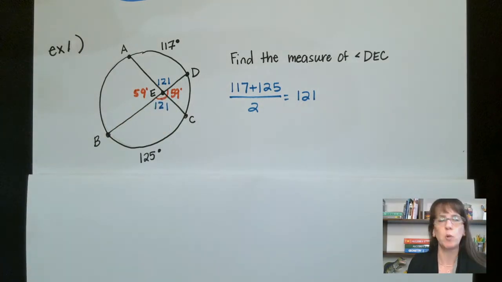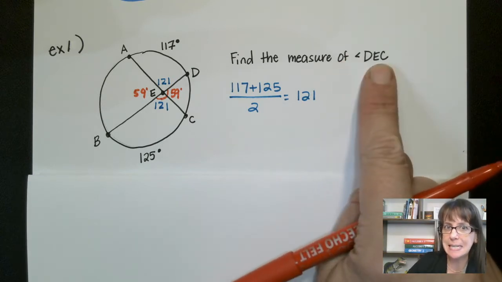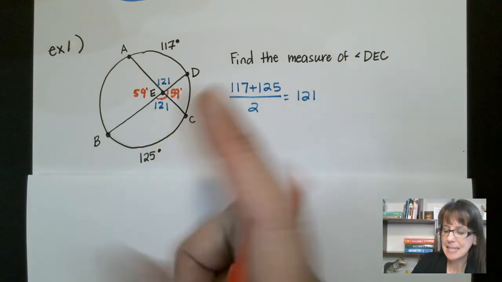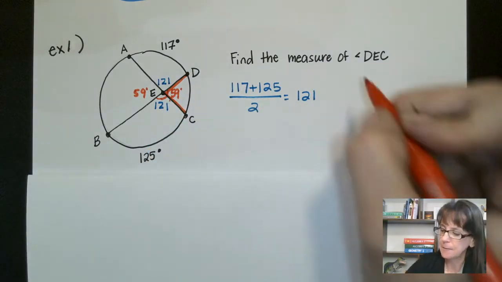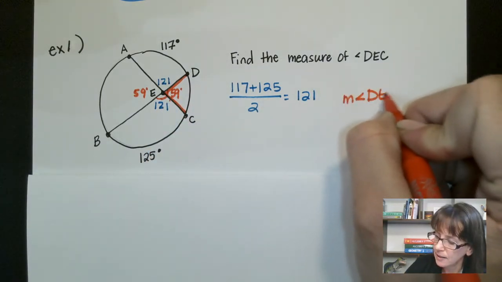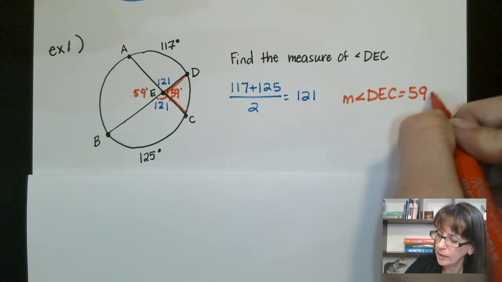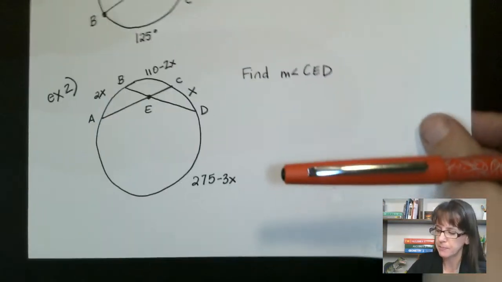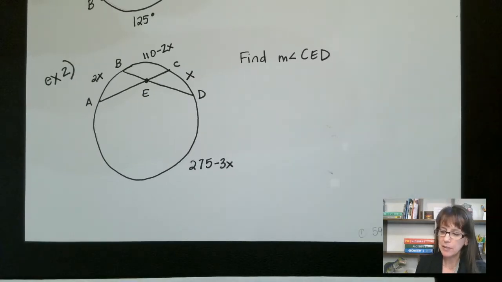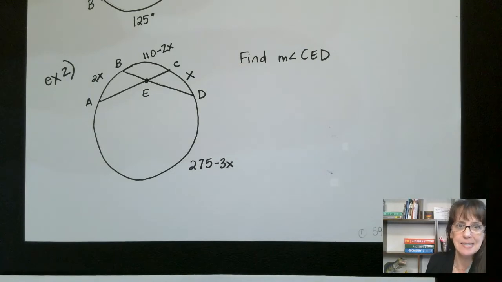So the number one rule in geometry, always go back and reread the question. It says find the measure of DEC. DEC is this guy right in here, which we have determined is 59 degrees. So the measure of angle DEC is 59 degrees. Okay, let's take a look at the next example that we have here. Same idea here. We have to find the measure of angle CED. But before we can do that, we have to figure out what X is.